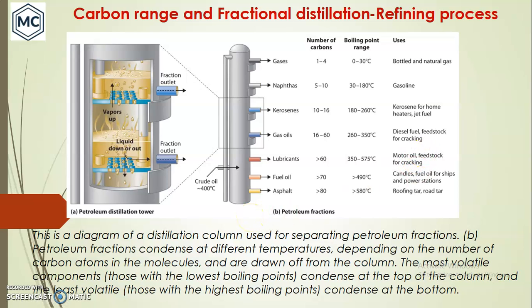So this is the enhanced image of this distillation column. What is the refining work of petroleum? The petroleum gets separated in this refining process, fractional distillation. As I said, the substances in crude oil are miscible, therefore they do not separate into layers. Therefore, fractional distillation, which is carried out in fractionating towers, is used in refining petroleum.